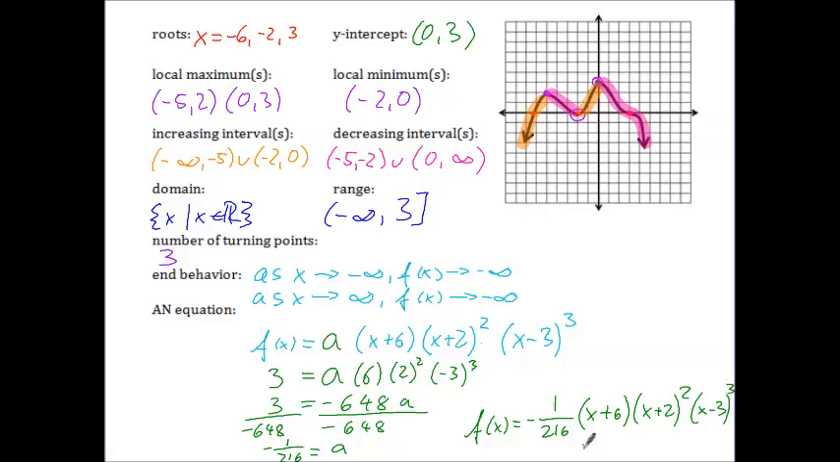And what do we have? We have a function with even degree. 1 plus 2 plus 3 is 6. And with a negative leading coefficient, even degree means that we would see end behavior that goes down to negative infinity both times. And that's exactly what we found.